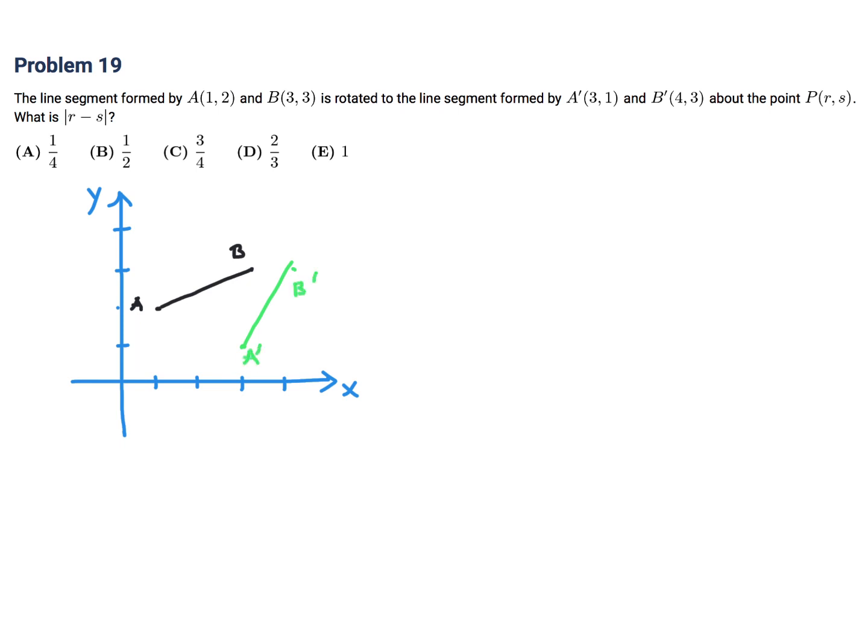And then there's some point P, which they don't tell me where, that apparently this line rotates about. Okay, I don't know where that P is. But the approach, I think, to this question is, in order to figure this out, we have to find the intersection of the perpendicular bisectors of the two connecting points. So let me explain that.